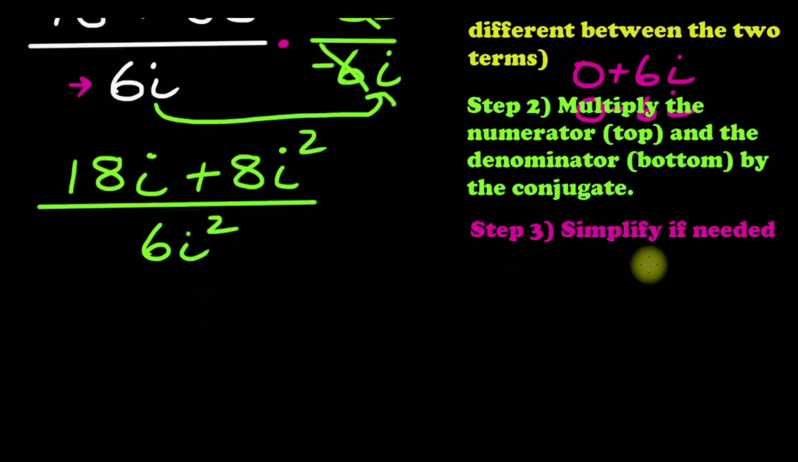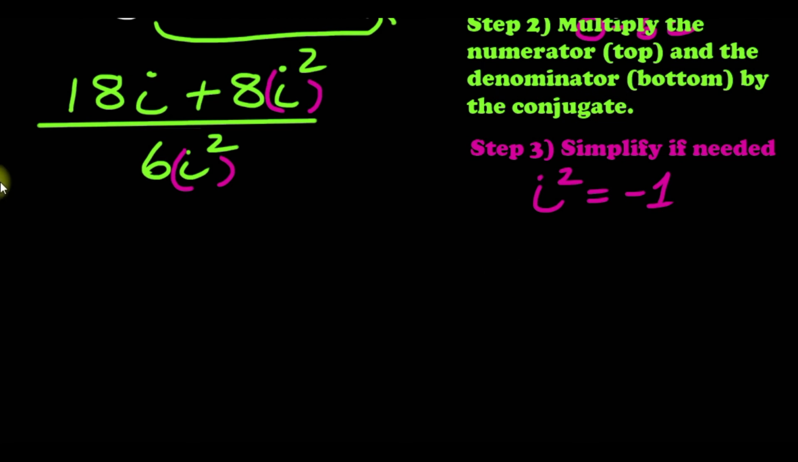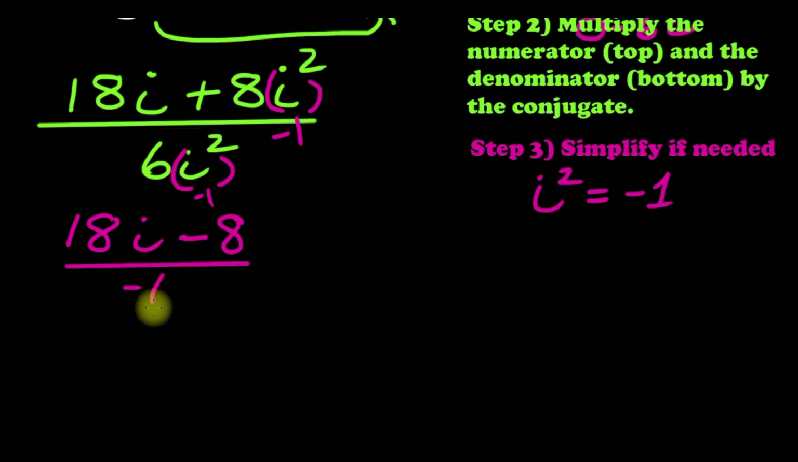So step 3 is simplify if needed. So we do have to simplify because look, you've got i squared, and you know what the real number is for i squared. i squared is equivalent to negative 1. So you're going to replace i squared with negative 1. So now we have 18i. So here when you take 8 times negative 1, you're just going to get negative 8. And then your denominator is going to be 6 times negative 1, which gives you negative 6.